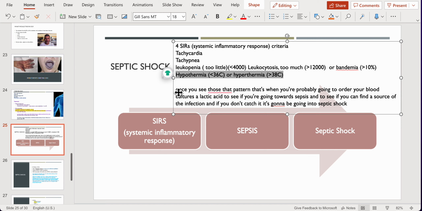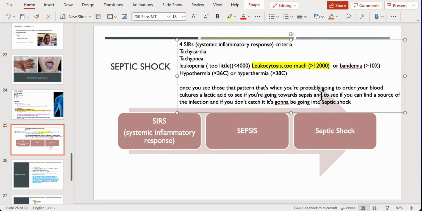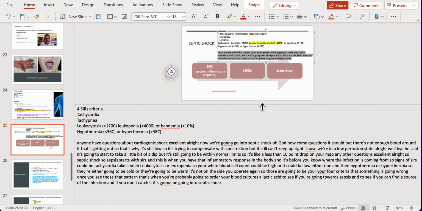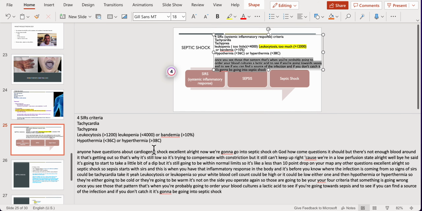Hypothermia, less than 36 C, or hyperthermia, greater than 38 C. Once you see that pattern, that's when you're probably going to order your blood cultures and a lactic acid to see if you're going towards sepsis and to see if you can find a source of the infection, and if you don't catch it, it's going to go into septic shock.